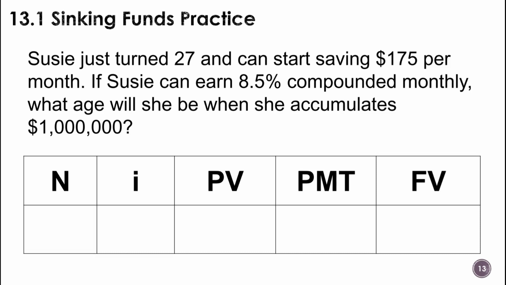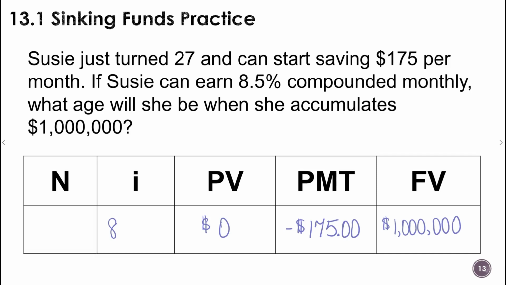Susie just turned 27 and can start saving the $175 per month. Okay, so that's going to be $175, and the interest rate's 8.5% compounded monthly. What age will she be when she accumulates $1 million? So that's got a lot of zeros, and we're trying to get to that $1 million. This is strictly on a payment basis, so there's no present value.